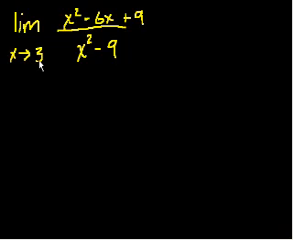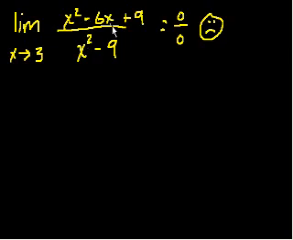But let's say, if we put the 3 in the numerator, we get 3 squared, which is 9, minus 18 plus 9. So that equals 0. And then the denominator also, 3 squared minus 9, that also equals 0. So we don't like having 0 over 0. And my pen tool is malfunctioning again.